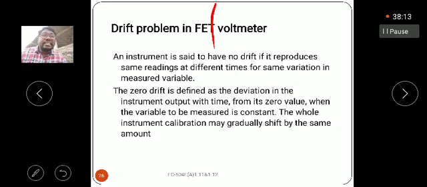The zero drift is defined as the deviation in the instrument output with time from its zero value when the variable to be measured is constant. The whole instrument calibration may gradually shift by the same amount, that is the zero drift.